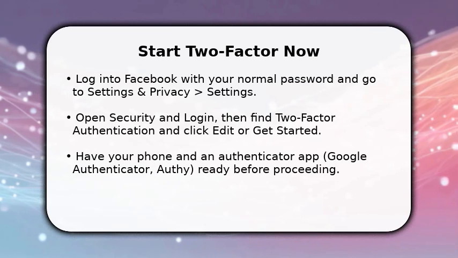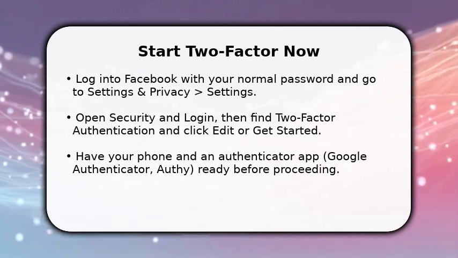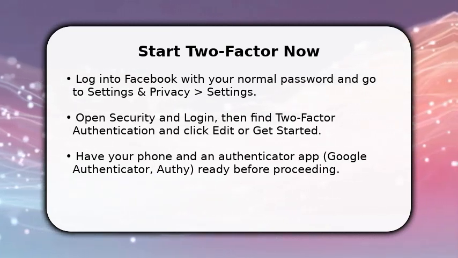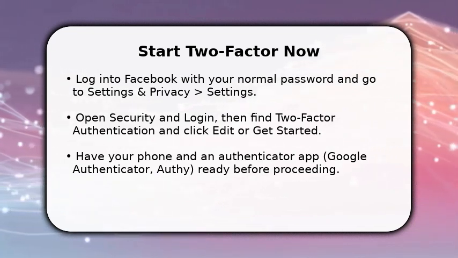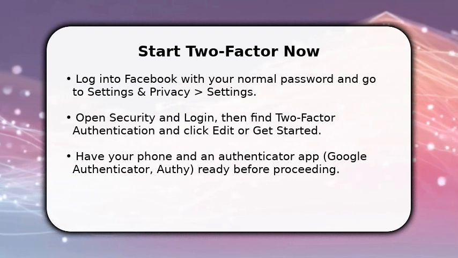You're ready to add a real layer of protection. Start now. First, log in and go straight to Settings and Privacy, then Security and Login. Once there, tap Two-Factor Authentication and choose Get Started so you don't stall.